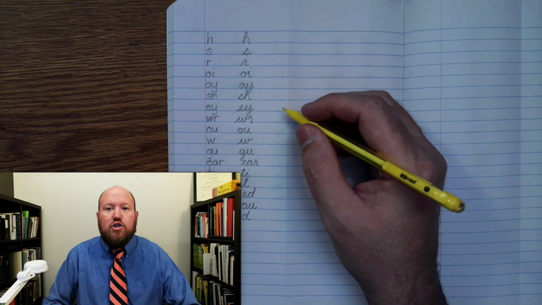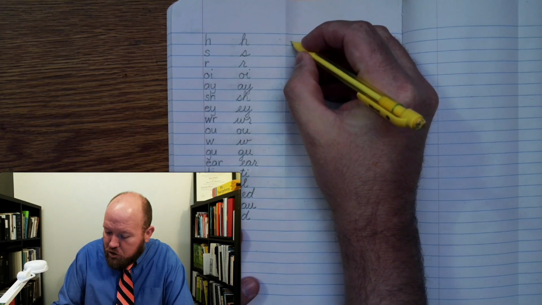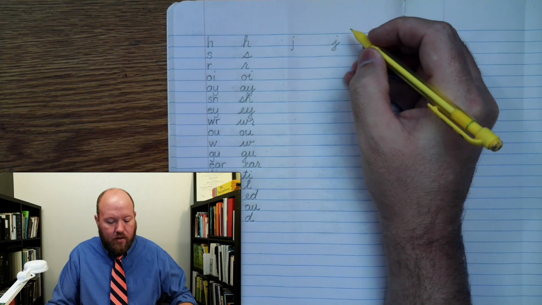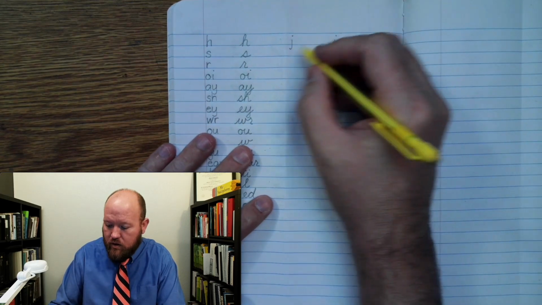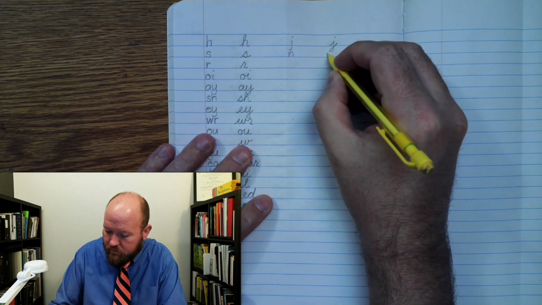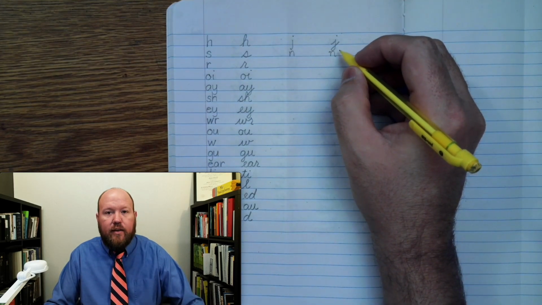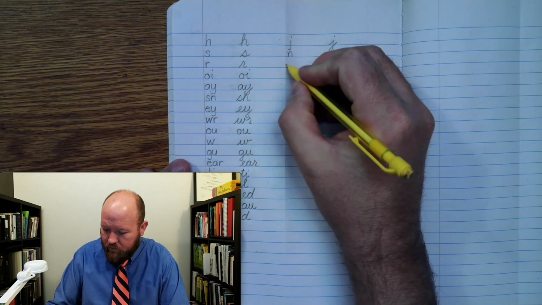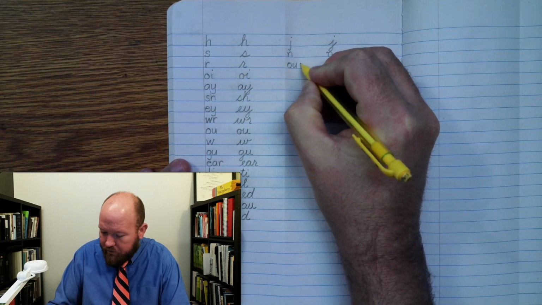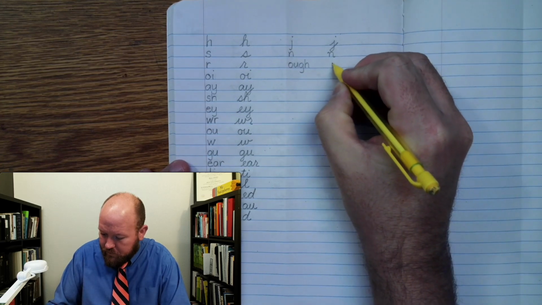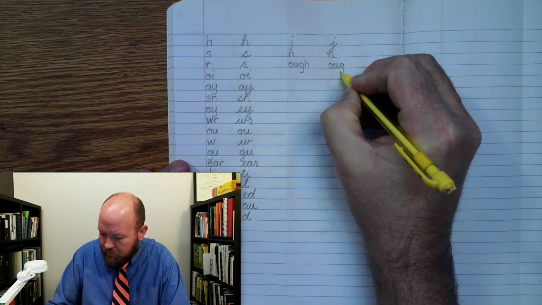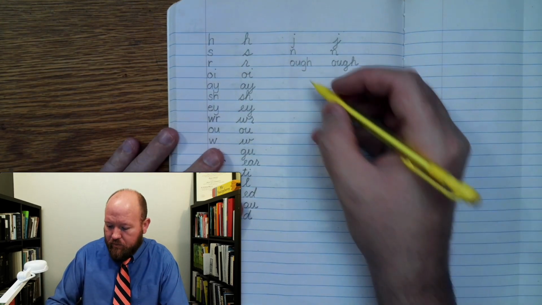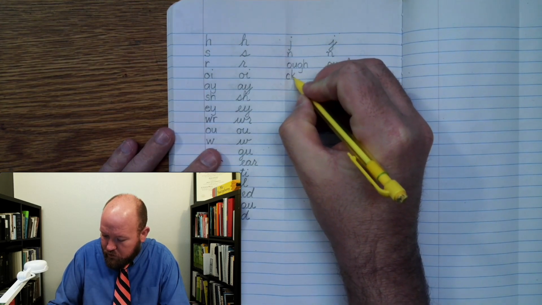The first one, j. J. Next one, n. N. Next one, o, o, uff, off, ah, ow. O, ooh, uff, off, ah, ow. Next one, k, two letters. K, two letters.